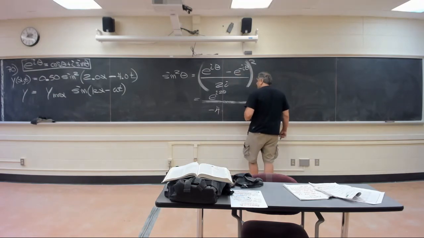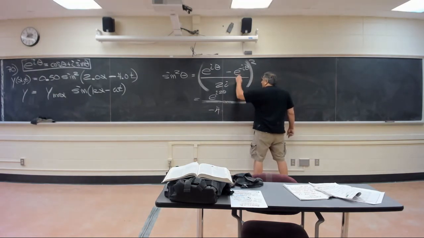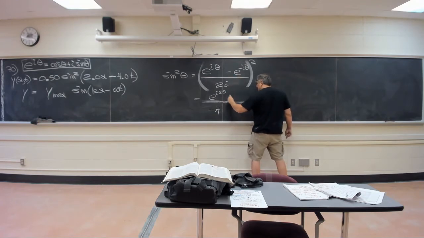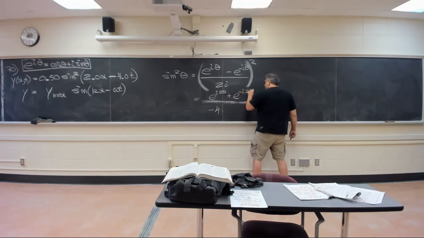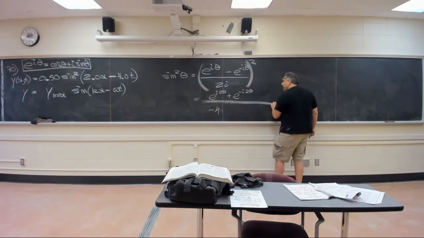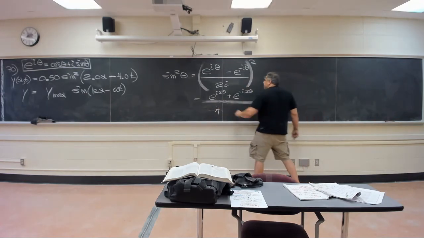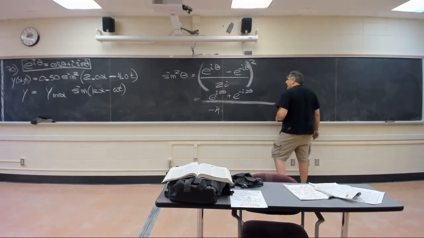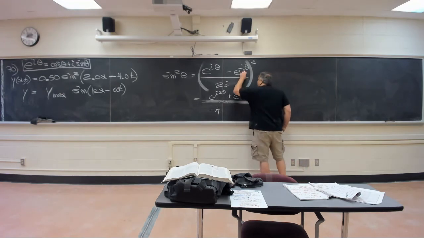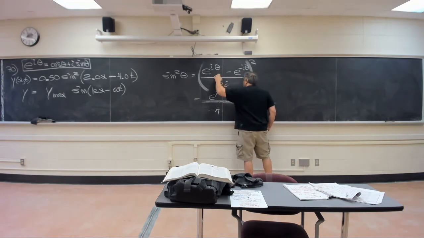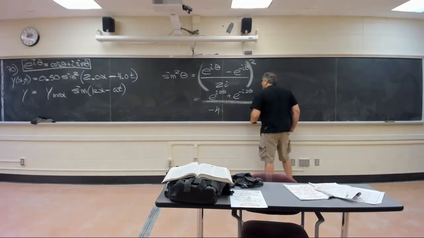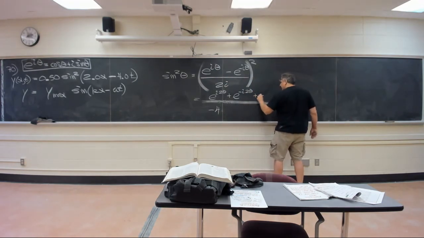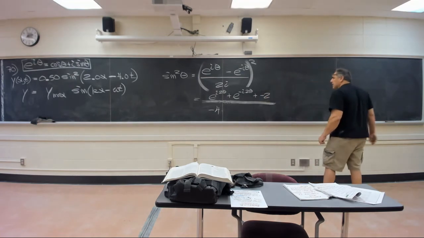e to the i theta times e to the i theta is e to the i 2 theta. e to the negative i theta times e to the negative i theta, even a negative times a negative is still going to be positive. That's going to be e to the negative i 2 theta. The middle terms, when you're just doing the FOIL method, ladies and gentlemen, are e to the negative i theta times e to the positive i theta, which is e to the 0. That's 1. It's negative 1 happening twice. Negative 1 happening twice is negative 2.